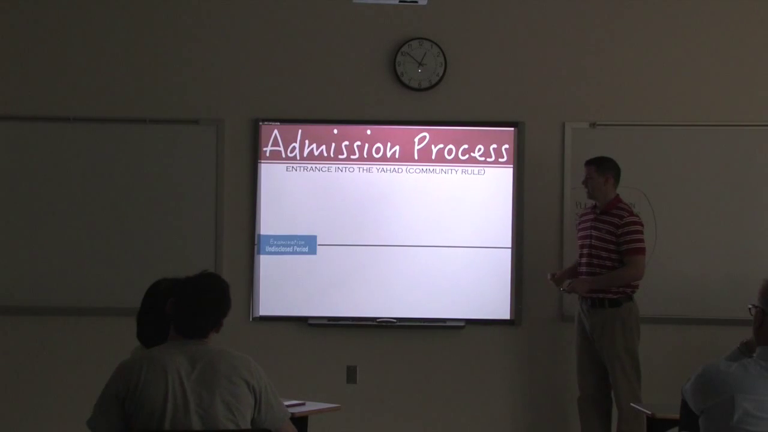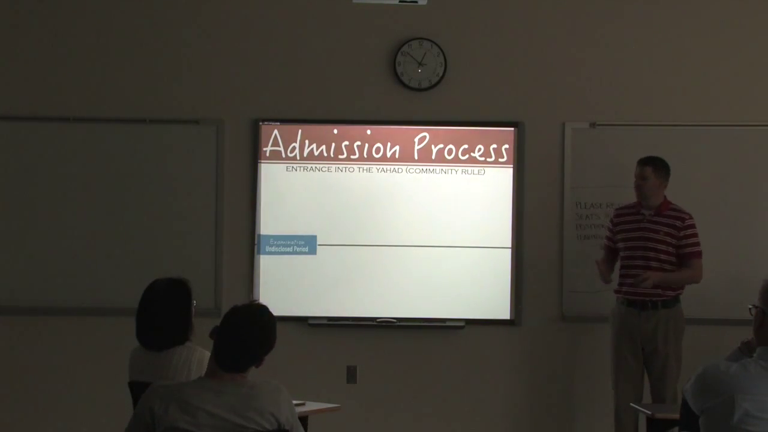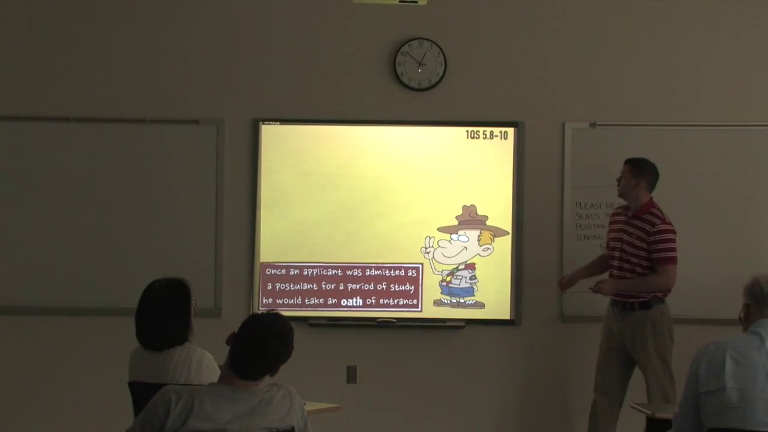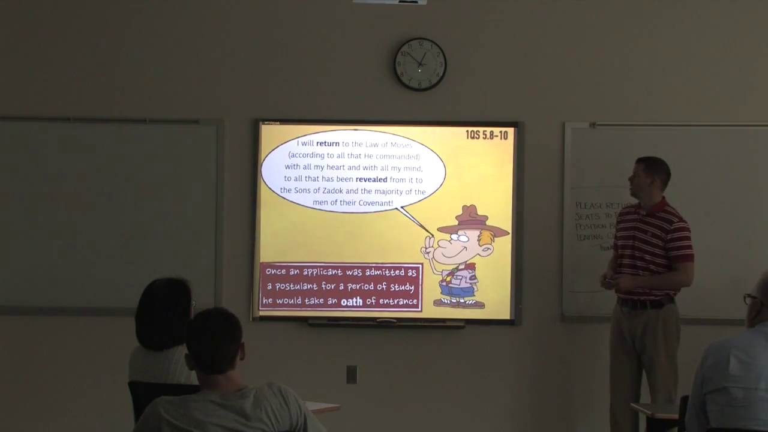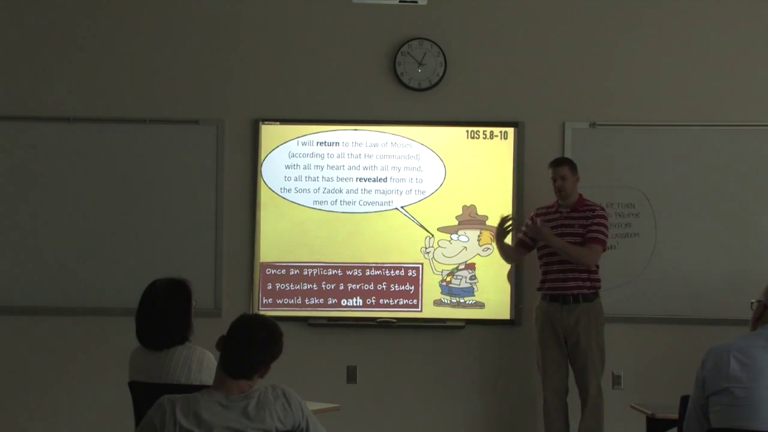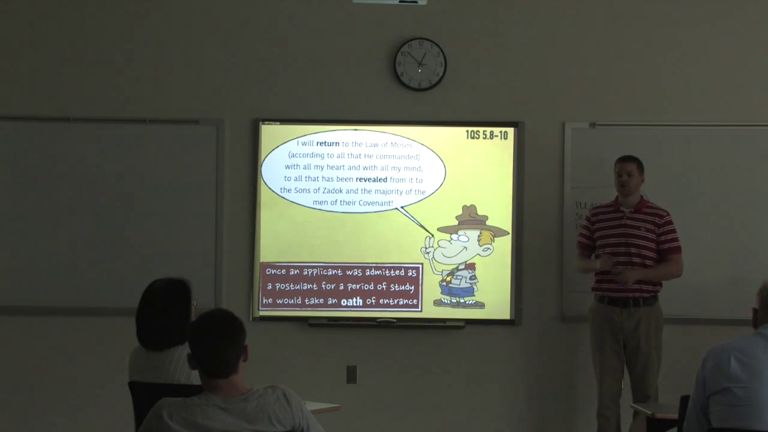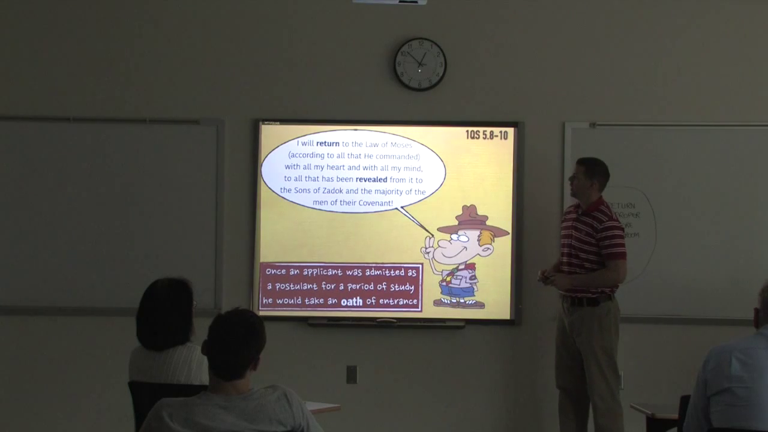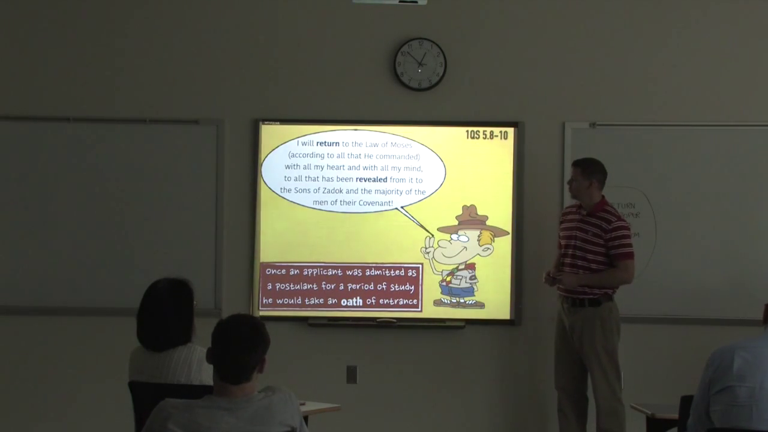So it starts out with an examination period. The first thing you have to do is say, I want to be part of your group. If they agree to that, then you go through and take an oath. This is the oath that you would give according to this text. You would say, I will return to the law of Moses. So notice the language. You're returning to following the law because they thought that in some way most people were not following the law correctly. So you return to the law of Moses with all my heart and with all my mind to all that has been revealed from it to the sons of Zadok and to the majority of the men of their covenant.